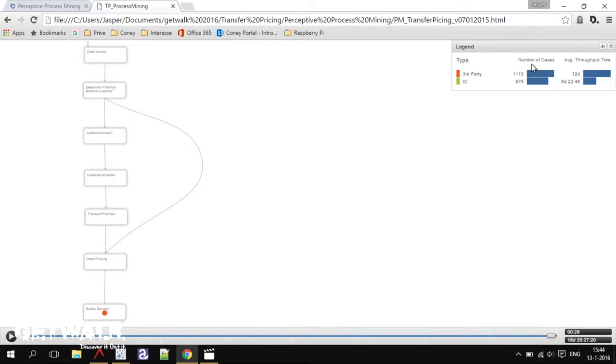We see 1,110 third-party orders and 875 intercompany orders. Also, we can see that the running time of an intercompany order is much lower than the running time of a third-party order. This is the case because the process of third-party sales is much more efficient. Orders are placed on Thursday and delivered on Friday in bulk. All these exceptions discussed can be used as justification towards the tax authorities why lower sales prices are charged to intercompany sections than to third parties.